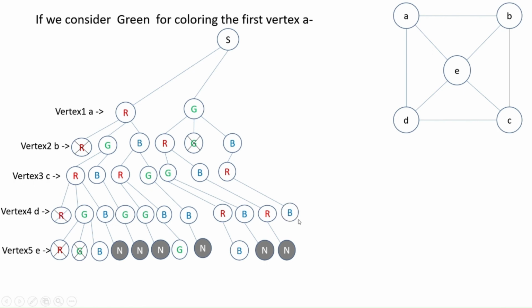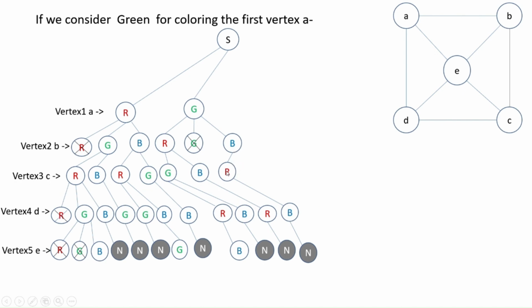After coloring with blue, here we can see that three colors are completed for these four vertices. So also here no other color is left for the fifth vertex. So it is not possible to color this vertex. Now we are backtracking to the second vertex.